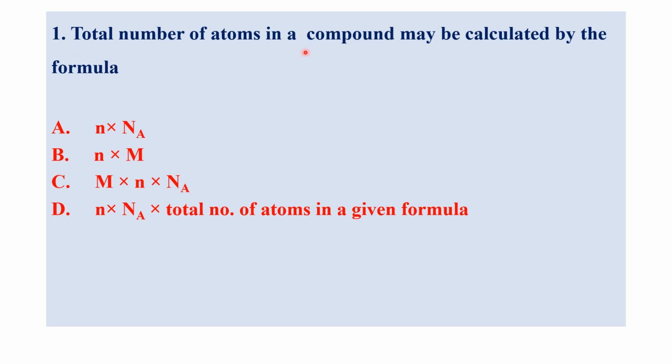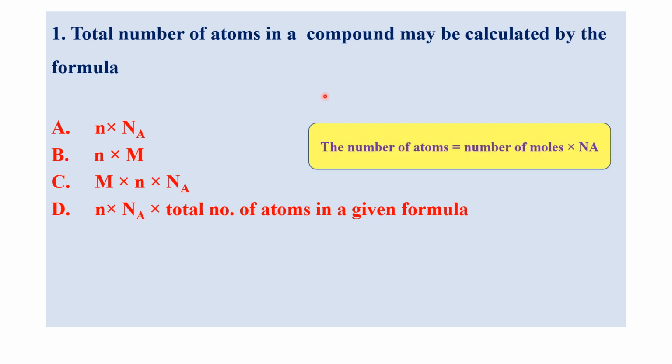Total number of atoms in a compound may be calculated by the formula: N, the number of moles, multiplied by Avogadro number, or N multiplied by molar mass, where capital M represents the molar mass. Molar mass multiplied by mole multiplied by Avogadro number, multiplied by total number of atoms in a given formula. There is a formula for the number of moles: the number of particles, molecules or atoms divided by Avogadro number.